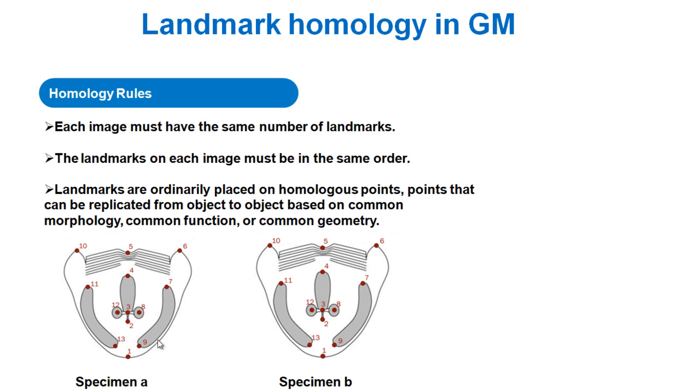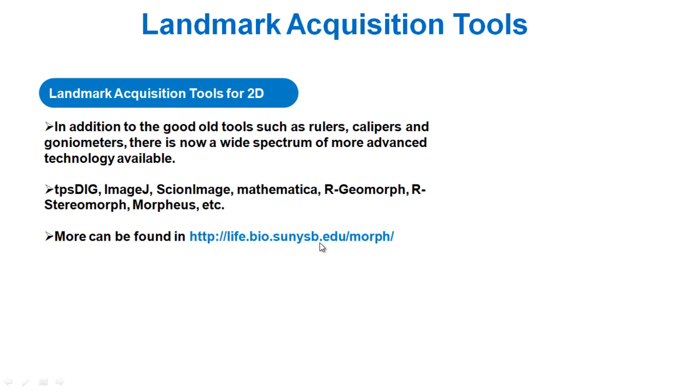And this means these landmarks must be seen on all specimens, which must have the same morphology and common function. So it must be visible on all specimens. And we have acquisition tools in two-dimensional, and apart from the rulers, calipers, and goniometers that they have been using previously, there's now a wide spectrum of more advanced technology available.